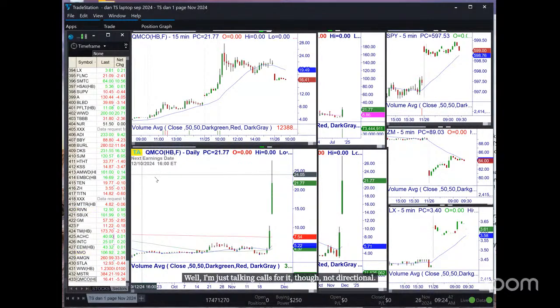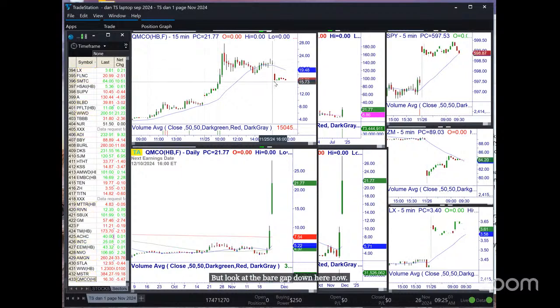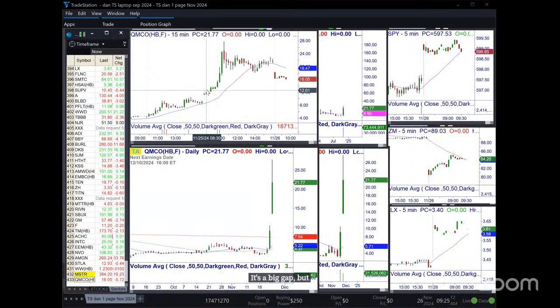All right, QMCO. I don't know what got this thing blasted again. Look at volume. We just pay attention to volumes on spikes, and that was igniting volume. This thing went from $4 to 27. But look at the bear gap down here now in pre-market with a void. This could be a 5, 10, 15-minute low. It's a big gap, but you still got a void down to $12, I'd say.